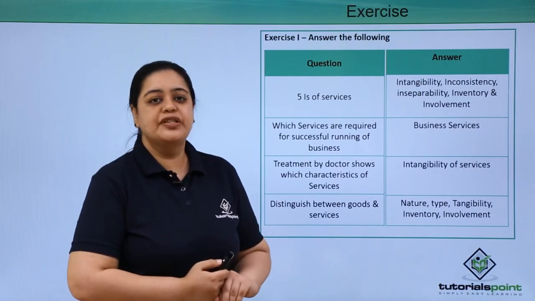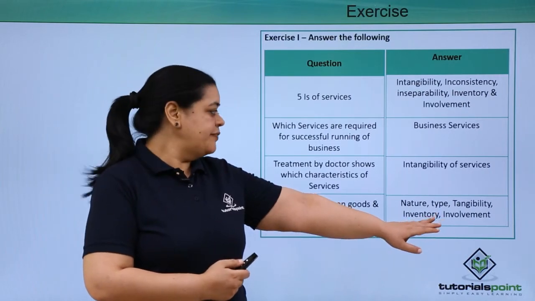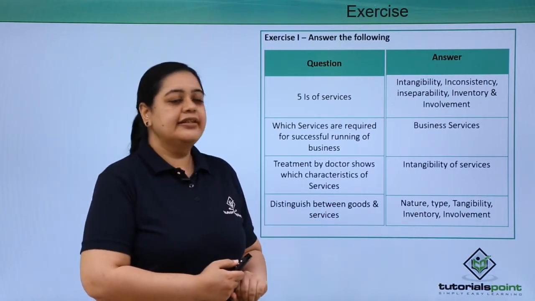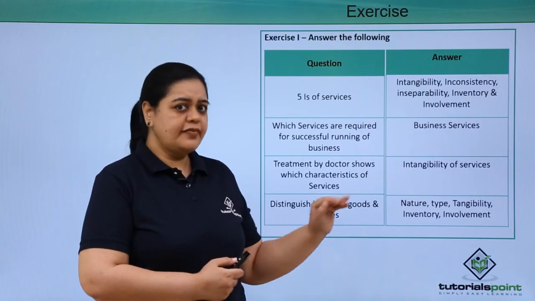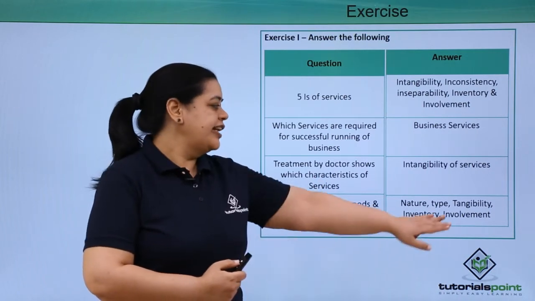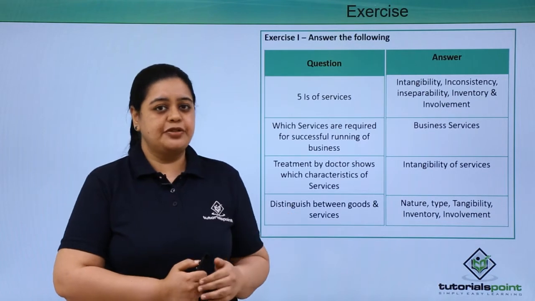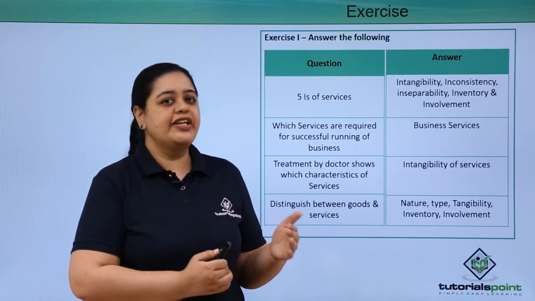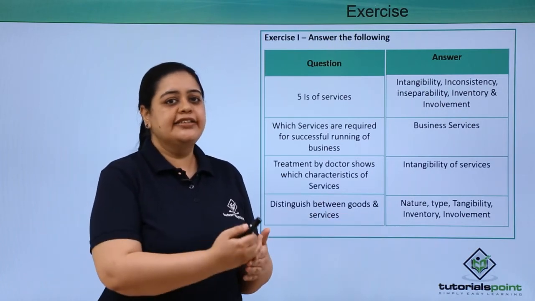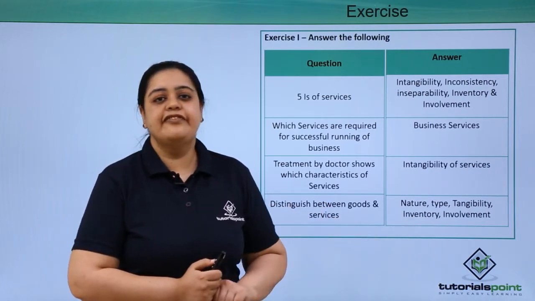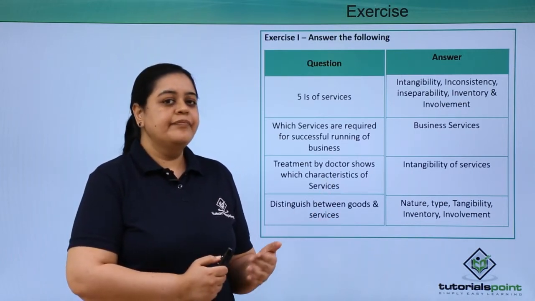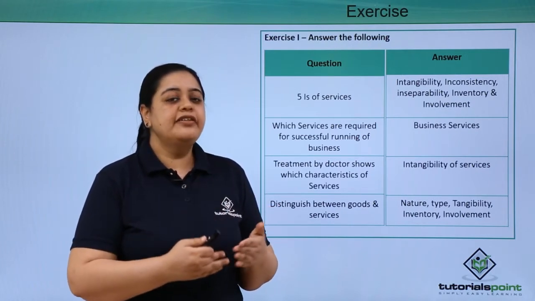If I have to distinguish between goods and services, the basis of distinction would be nature, type, tangibility, inventory and involvement. For example, tangibility: goods are tangible but services are intangible. Involvement: there is no involvement of the customer when it comes to goods. He can only go and buy the goods if he likes them. When it comes to services, there is involvement of the customer when he is accessing or taking the services. Similarly, inventory: as I told you, you cannot keep the inventory of services, but for goods you can keep the inventory.